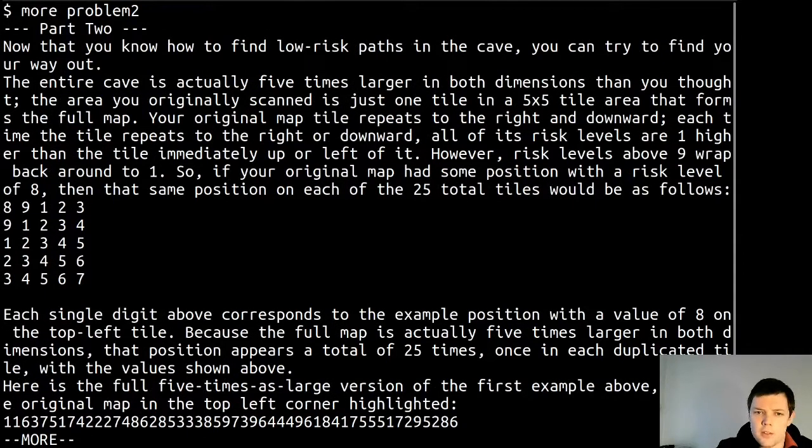Now that you know how to find low-risk paths in the cave, you can try to find your way out. The entire cave is actually 5 times larger in both directions than you thought. The area you originally scanned is just one tile in a 5x5 tile area that forms the full map. Your original map tile repeats to the right and downward. Each time the tile repeats to the right or downward, all of its risk levels are 1 higher than the tile immediately up or left of it. However, risk levels above 9 wrap back around to 1. So if your original map had some position with a risk level of 8, then the same position on each of the 25 total tiles. Okay, yeah, I understand.